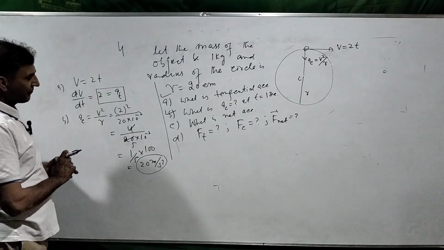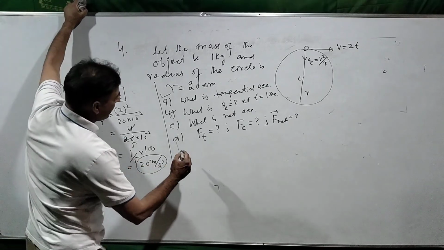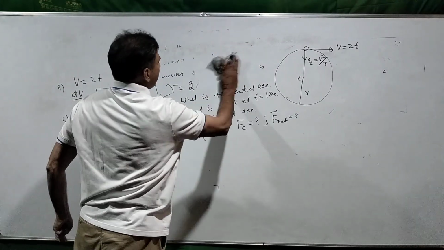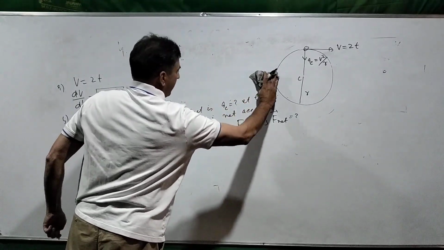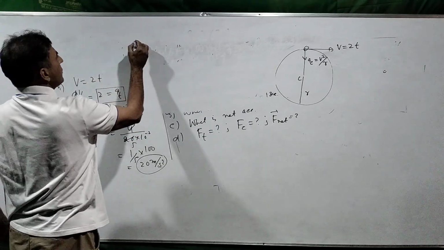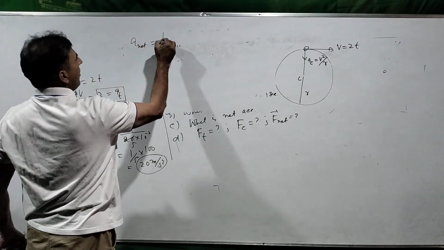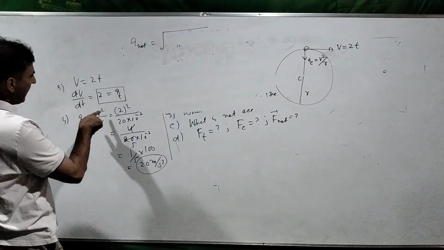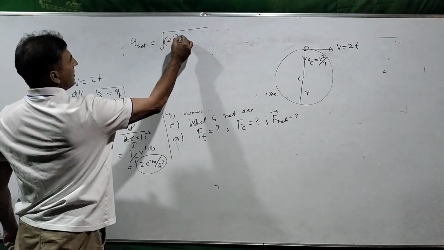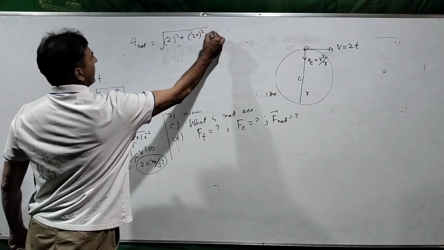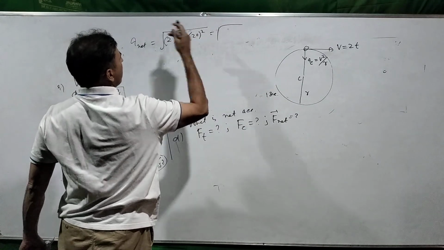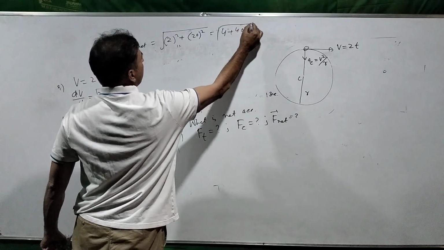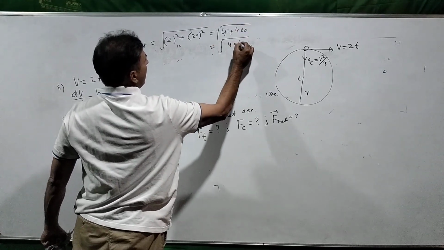What is the net acceleration? Now the question of net acceleration comes. Okay, let me rub it off. Net acceleration a net is the root of tangential acceleration square plus centripetal acceleration square. That is 2 square plus 20 square, root of 4 plus 400. It is root of 404.